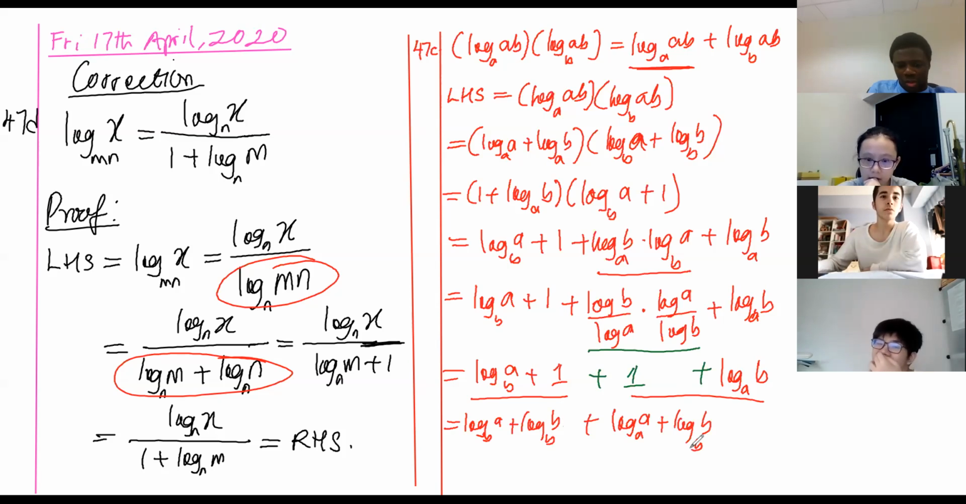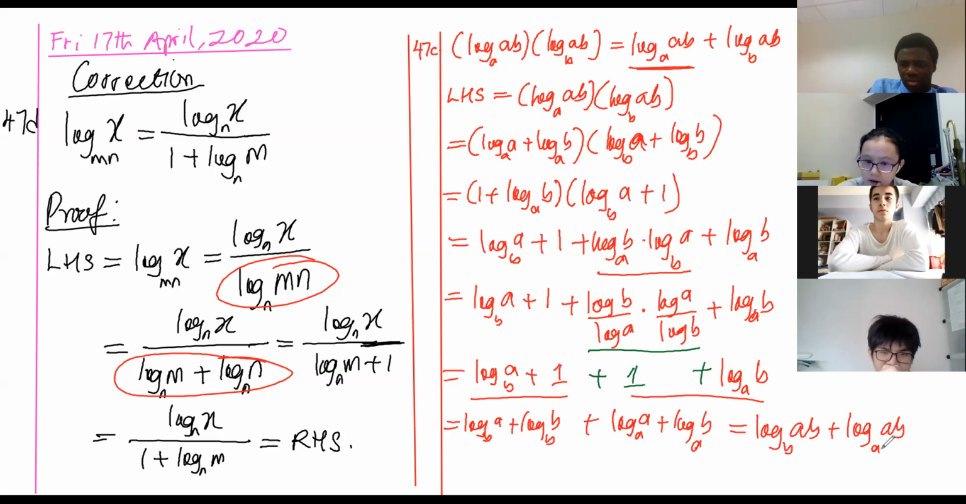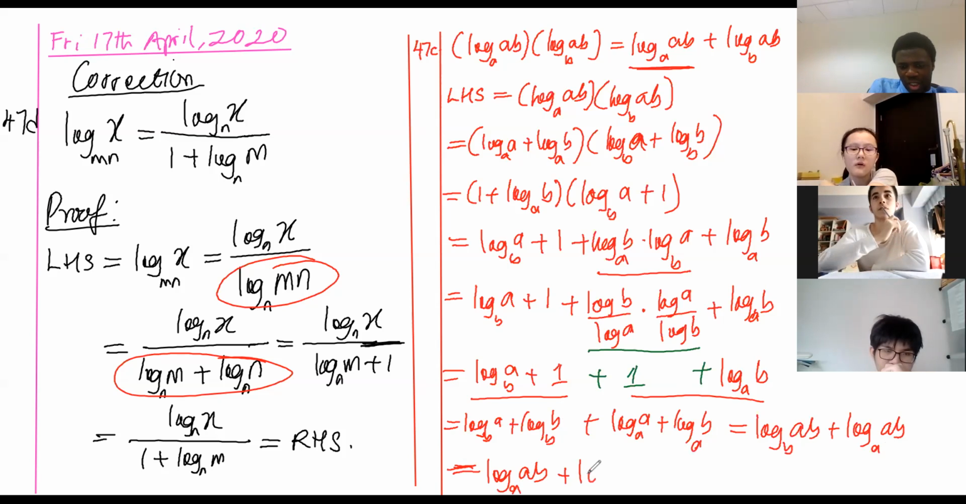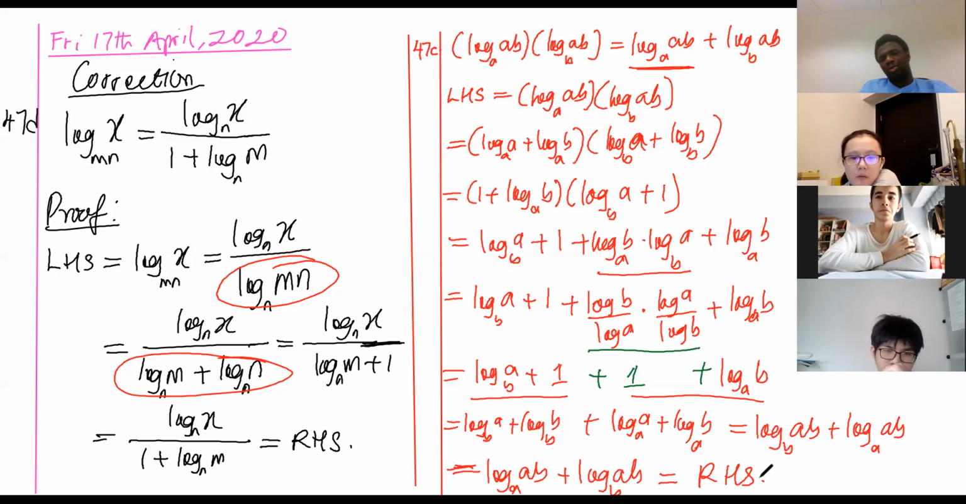Yes. So the last one is log base A. So from here, these 2 combine to give what? Log AB base B, and this one again, log AB base A. So I just rearrange it because the base A starts first. Log AB base A plus log AB base B, and that is equal to what? What's the right-hand side? Right-hand side. That's how to prove.